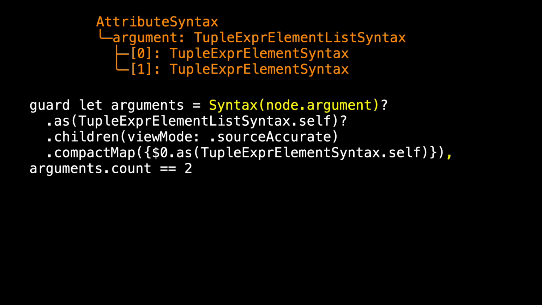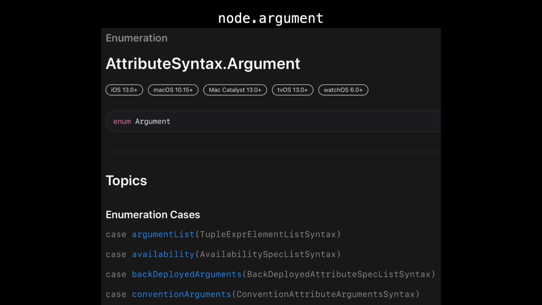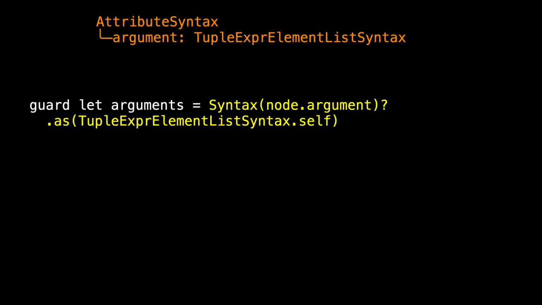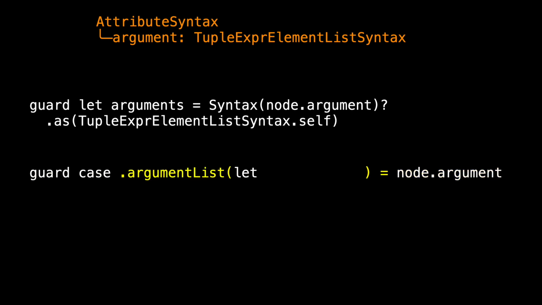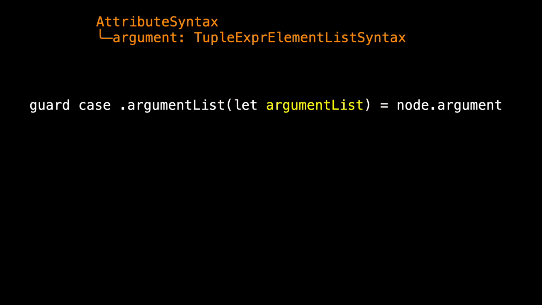The other thing I wasn't happy with was that I took node.argument and I wrapped it up in syntax. If we go to the docs, we see that node.argument is an attribute syntax.argument, and it's an enum. And one of the cases is this argument list, and it has the correct type as its associated value. So instead of doing this to extract the argument and the correct type, it might be nicer if we used a guard case let instead. And so we take our node.argument, and we guard case let that its type is the dot argument list, and we bind argument list to that resulting value. These both work and fail in exactly the same way, but the bottom one feels more proper. And so let's replace this with our guard case let version.